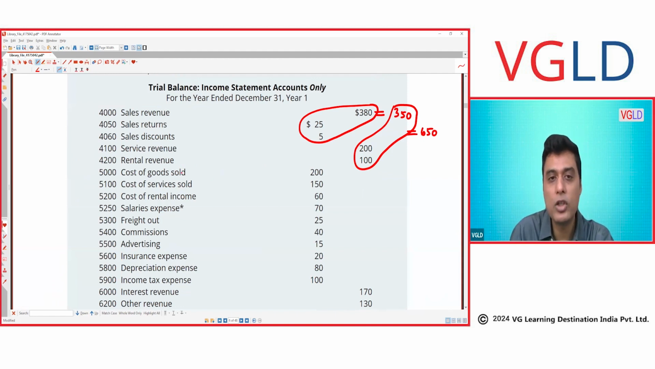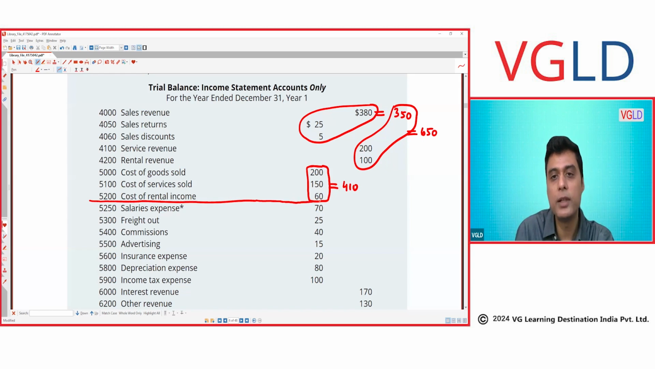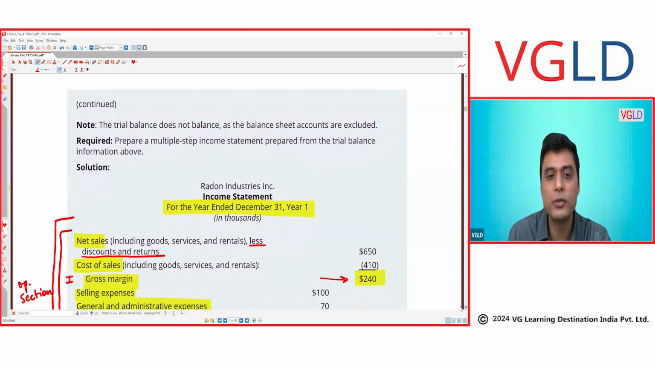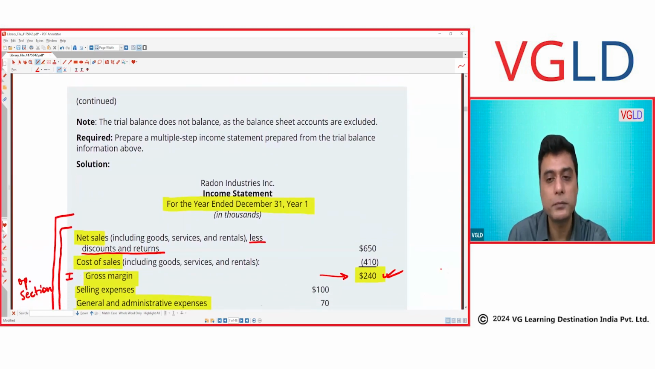Similarly, the cost part: cost of goods sold, cost of services sold, cost of rental income. This is the cost part, $410. So this is basically your first break in the income statement. 650 minus 410, gross margin 240.